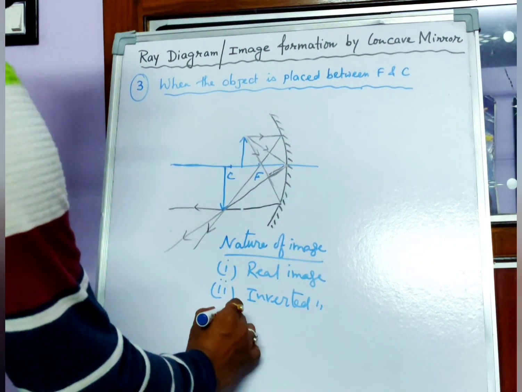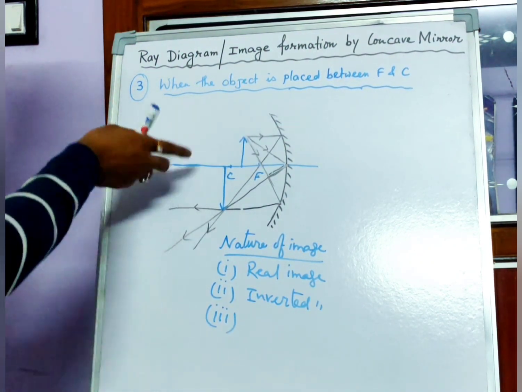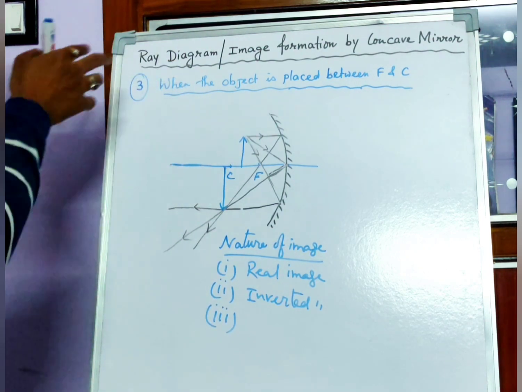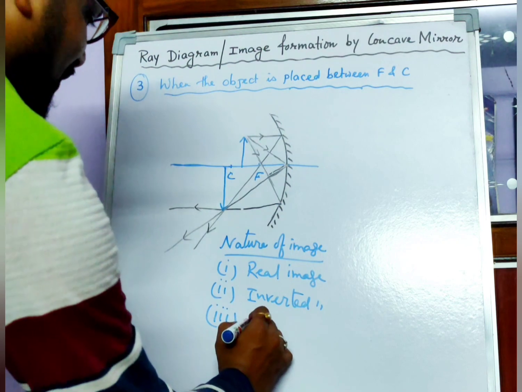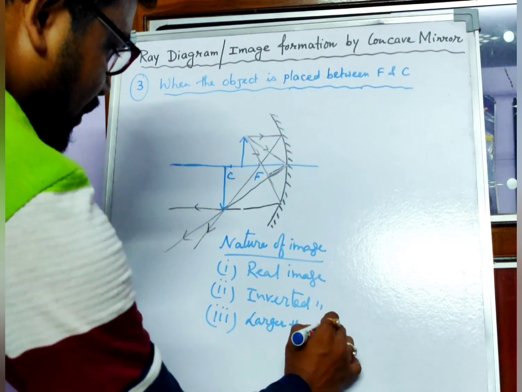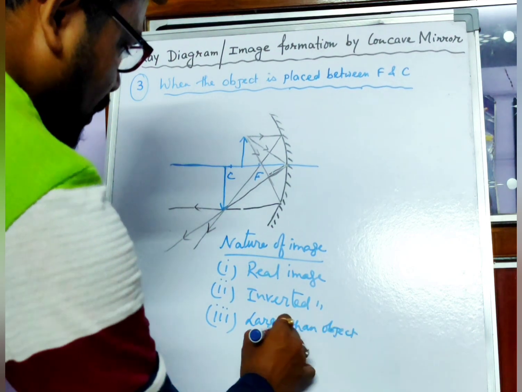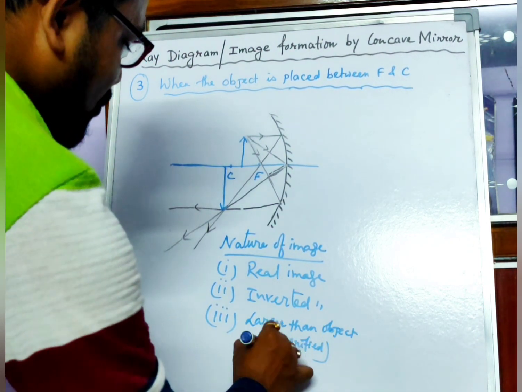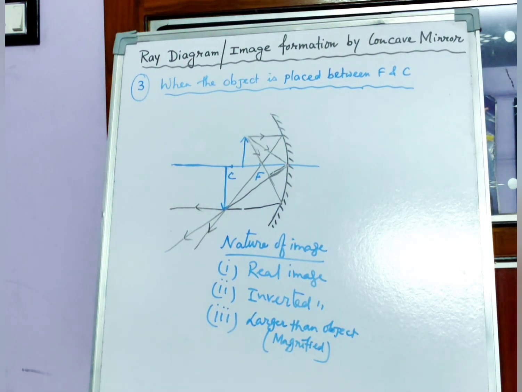And the third one is, you can see the image is a little bit larger in height than the object. That's why it is called magnified, or you can say larger than the object. Smaller than the object means it is called diminished, larger than the object means it is called magnified. So this is the third ray diagram.